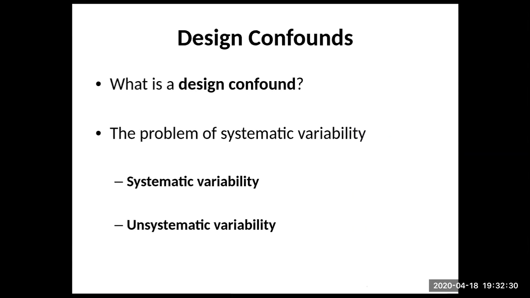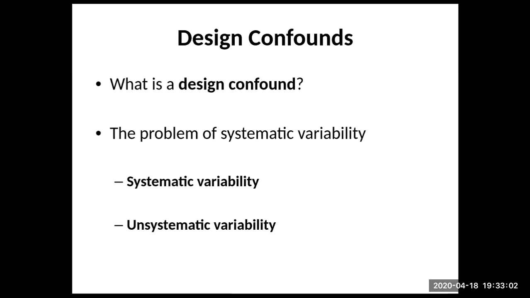So what is a design confound? That's the problem of systematic variability. When things happen systematically, it could be that the people who had the large bowl just happened to be hungrier on average, but they were randomly assigned. So the groups should relatively be about the same variability if they're randomly assigned. That's the idea behind this. We kind of minimize the error.